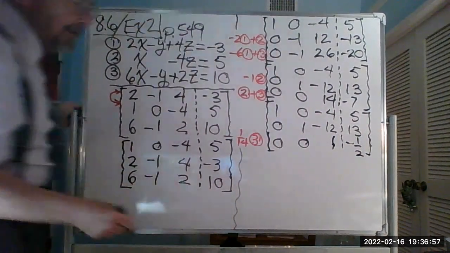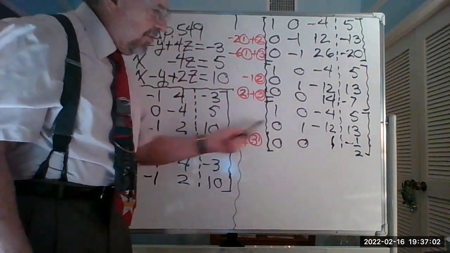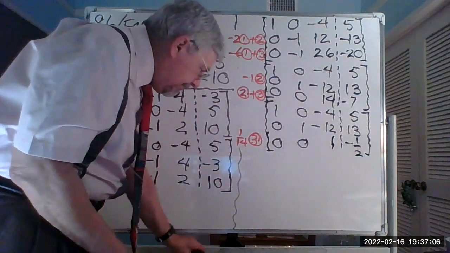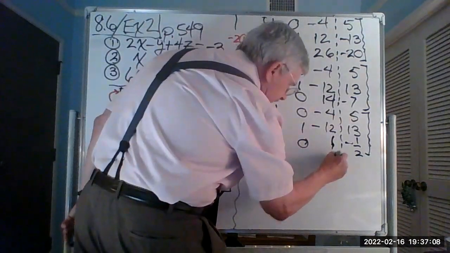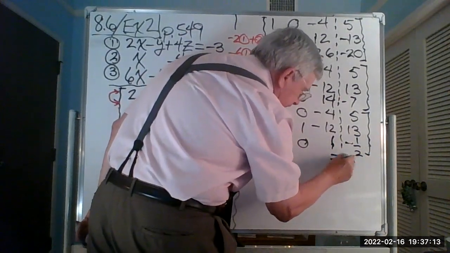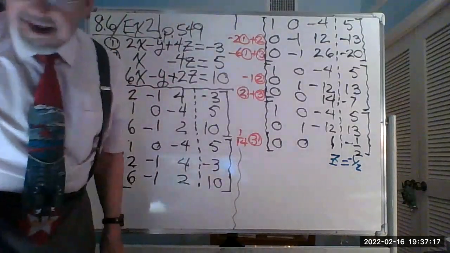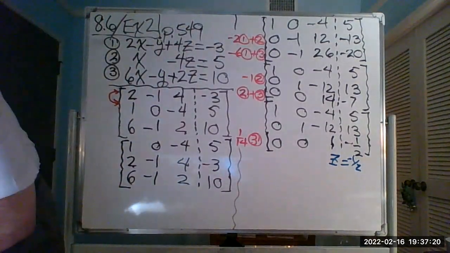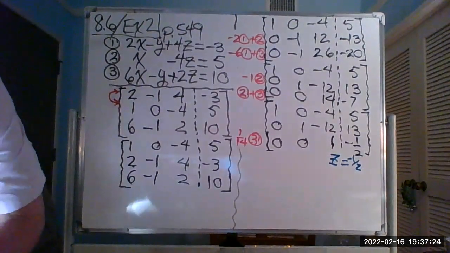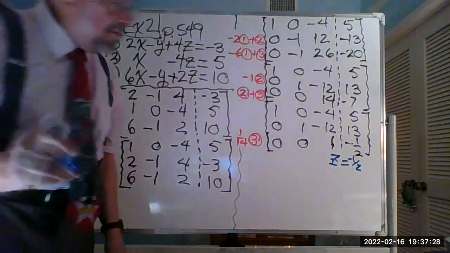Okay. Now I'm ready to solve it. Notice I got 1s on the main diagonal, 0s below the main diagonal. And this tells me that z equals -1/2. So z is a -1/2. Did we get that right? Yeah, z equals -1/2. All right.